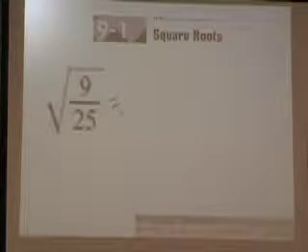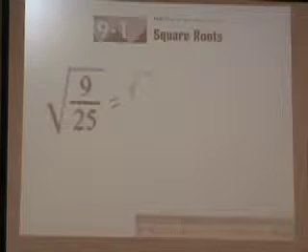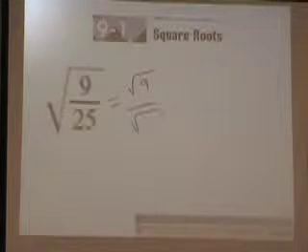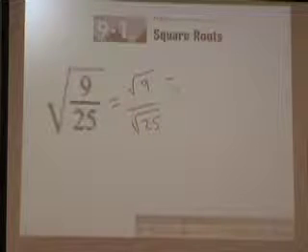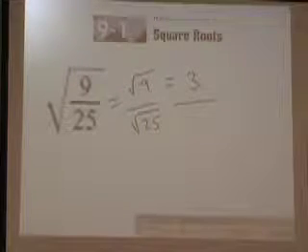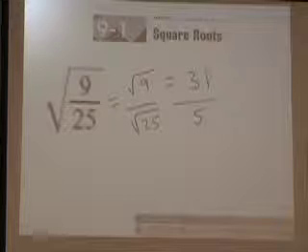Alright, so on this one, it's the same thing as the square root of 9 over the square root of 25. The square root of 9 is 3. The square root of 25 is 5, so your answer is 3 over 5.